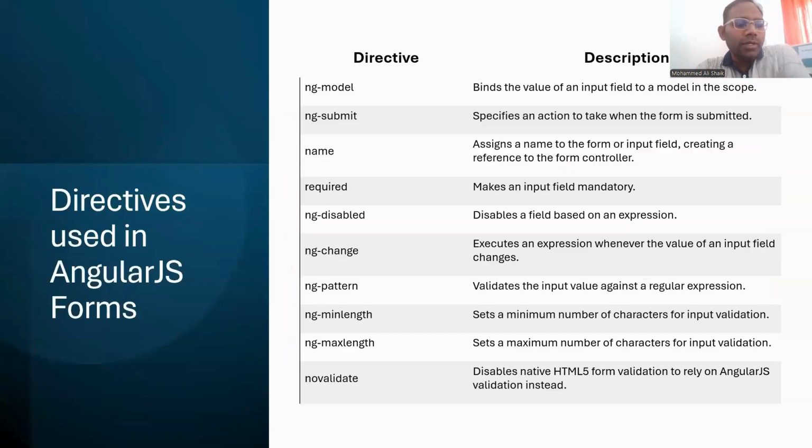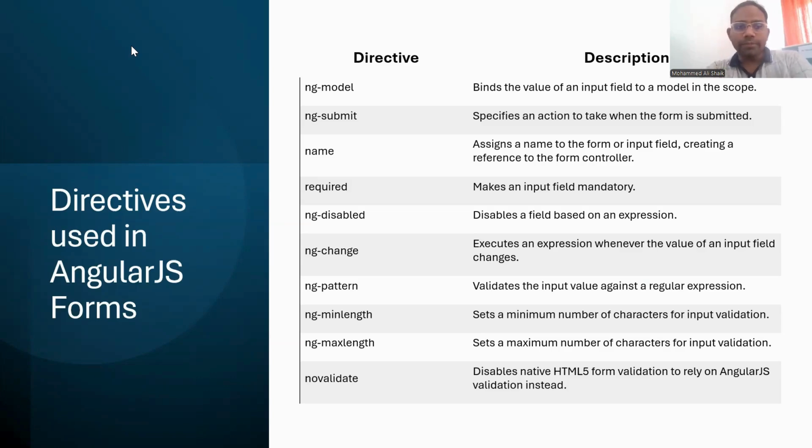So the directives used in AngularJS forms are these. So we have a directive ng-model. It binds the value of an input field to a model in the scope. So what ng-model does, it binds. Then ng-submit specifies an action to take when the form is submitted. So either go to the next page or process the data or parse the data, whatever it is.